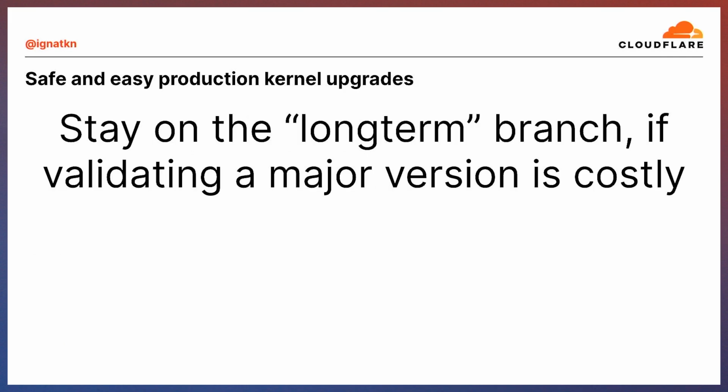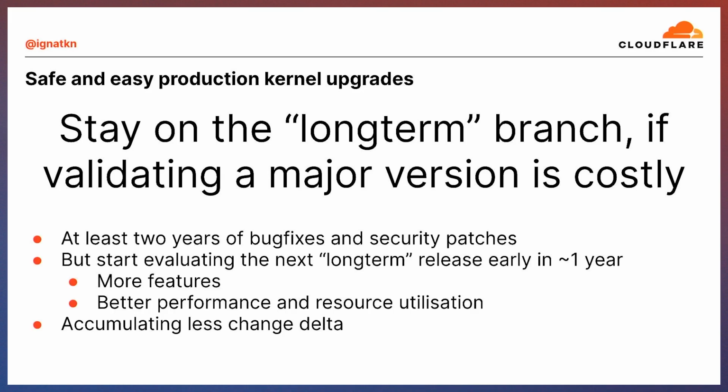Stay on the long-term branch if validating a major kernel upgrade with new features is costly for you, so you might need to do it less often. You'll probably be missing out on the features, but still it's a reasonable compromise. Definitely don't wait for 2 years. After a year, when the new long-term release is available, start evaluating so you can smoothly move to the new version. You actually have 1 year to move from one major version to another major version, and you will be accumulating less change delta.